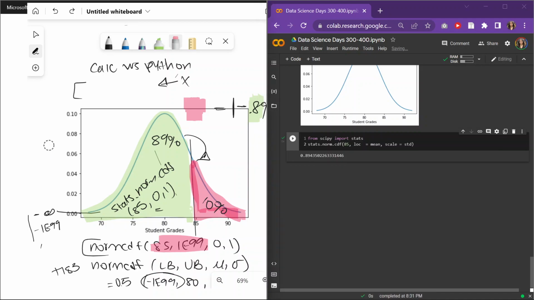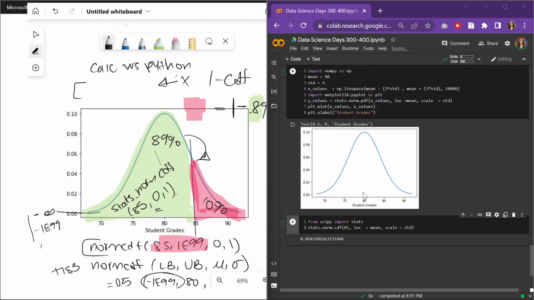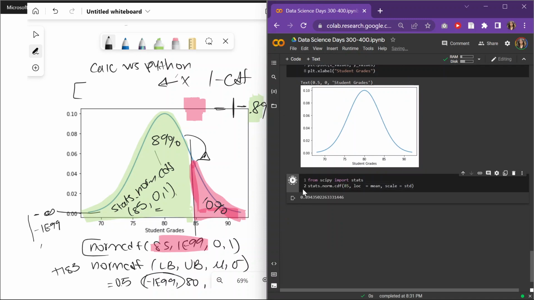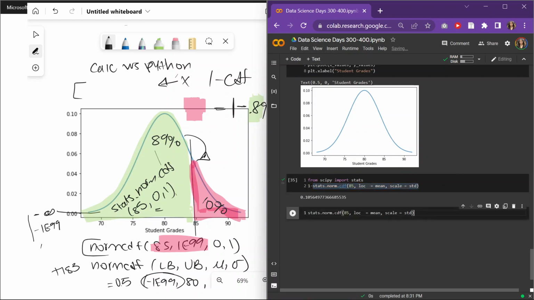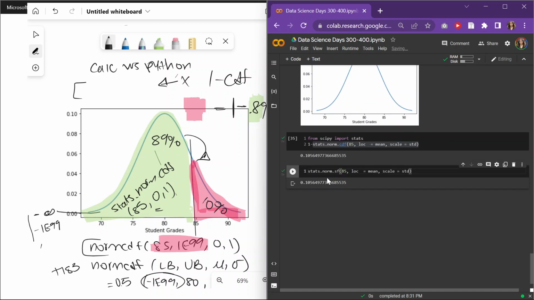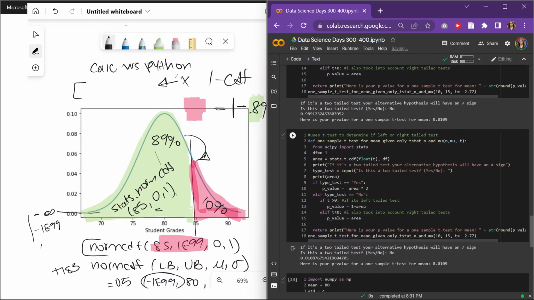But in Python, there is another way. Instead of doing 1 minus CDF all the time, there's a function called SF. And so again, if I do 1 minus CDF, I could do the same thing by just taking this, and instead of using CDF, I use SF, and it's going to give me the exact same answer. Because this function, SF, is the same thing as 1 minus CDF. So instead of doing 1 minus CDF all the time, just use SF. And so that's what I realized over here.